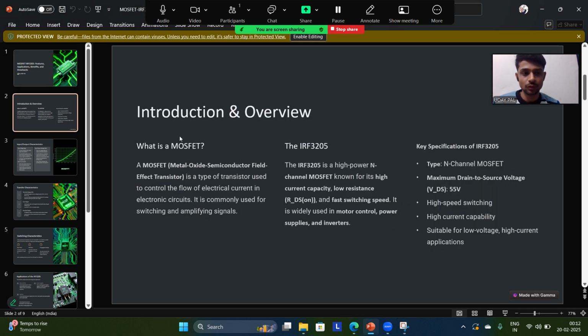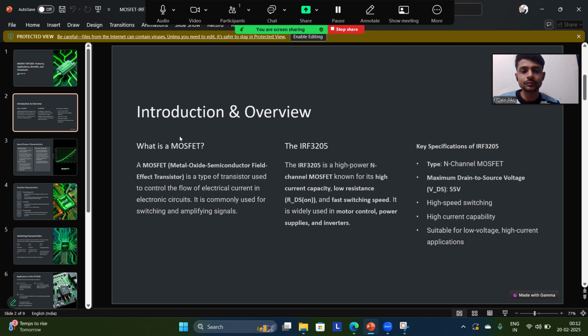So first of all, let's talk about what is a MOSFET. MOSFET is a transistor. It stands for metal oxide semiconductor field effect transistor. It is used to control the flow of electric current. It is commonly used for switching and amplifying signals.